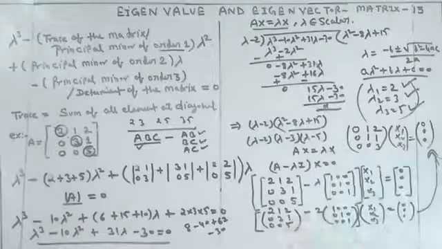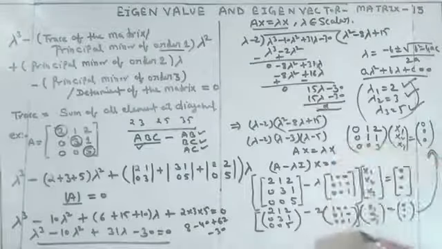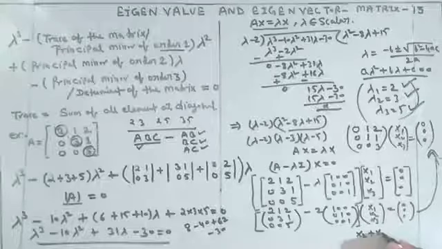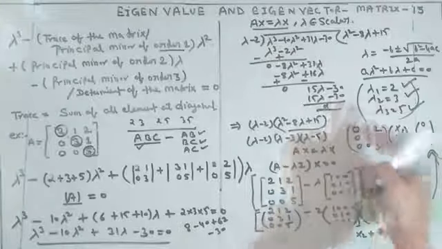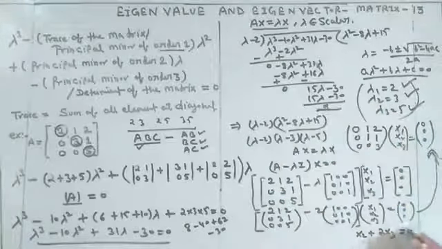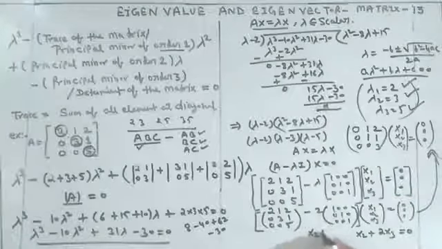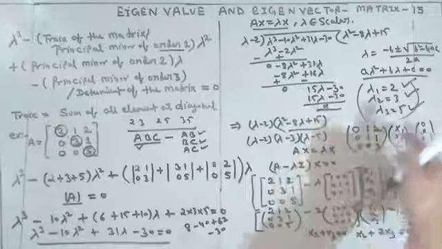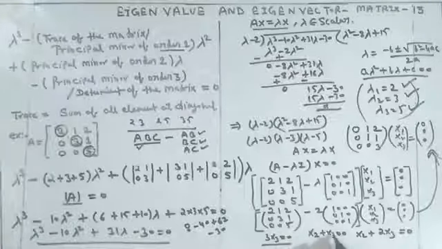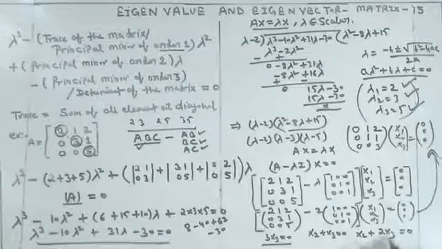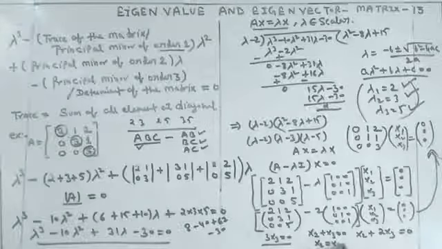Now compare. Multiply the first row with the vector, then you will get x2 plus 2x3 is equal to 0. The second one, multiply this and this, then you will get x2 plus x3 is equal to 0. Multiply the third row, then you will get 3x3 is equal to 0. So x3 is equal to 0. If you put x3, then x2 is equal to 0. So x2 is equal to x3 is equal to 0.